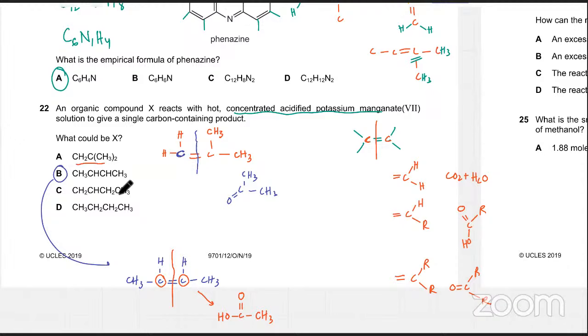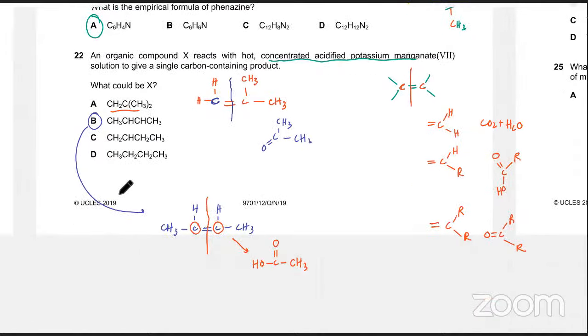Option C, just for the sake of practice, we'll just do option C as well. It's got CH2, and then there's a CH. If you look at C, there's a CH, then CH2 and CH3. So that is CH2, and you've got a CH3. Now the double bond is going to be here. So if it breaks during strong oxidation, this will turn into carbon dioxide and H2O.